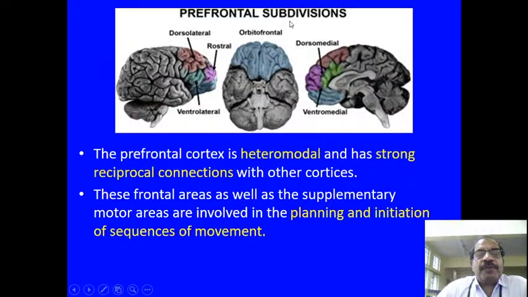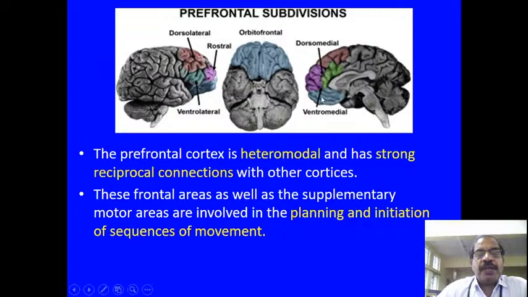So if there is involvement of the prefrontal subdivisions, you can say the anterior most part of the brain, then what happens? Firstly, it is heteromodal. It means it receives multiple inputs of different types, sensory, visual, auditory, etc. And then it has a lot of connections with other parts of the brain. Reciprocal connections are there. In this way, it serves its functions.